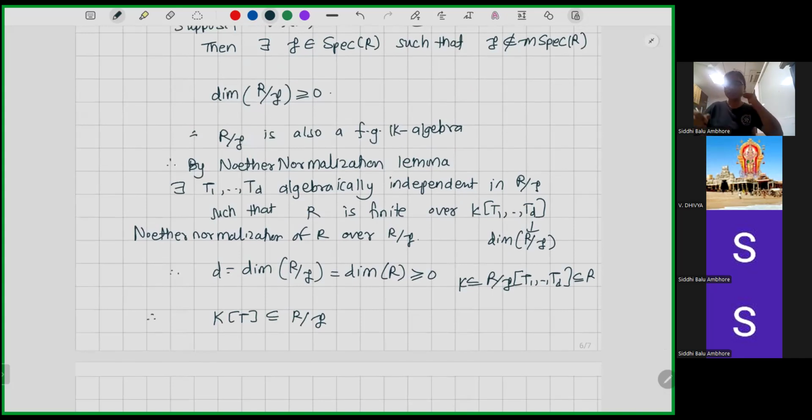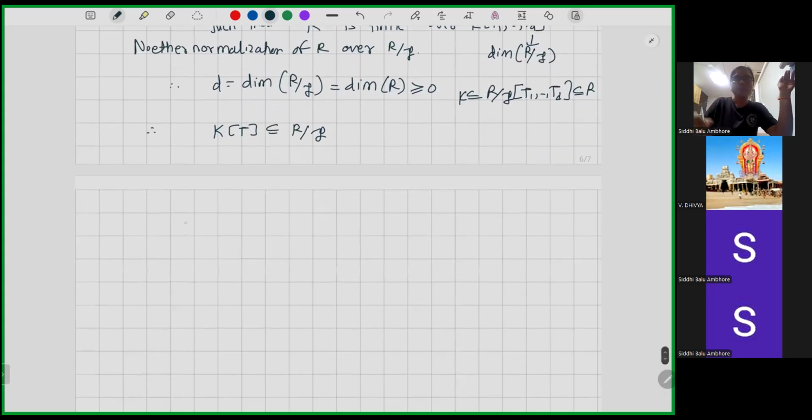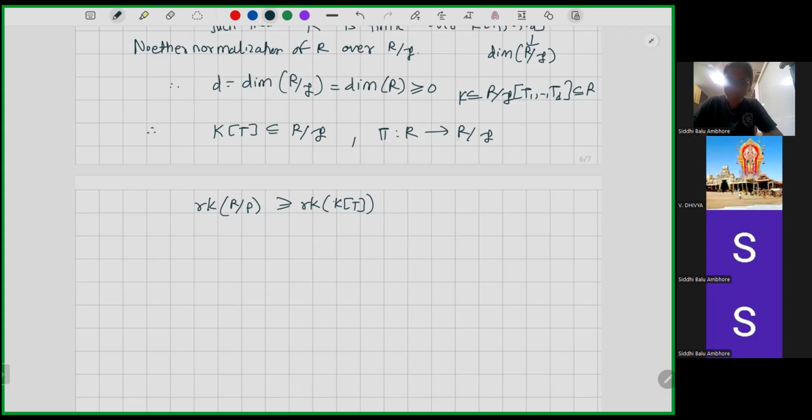And we are assuming its dimension is strictly greater than 0. So K[T] is at least contained in it, because K is a field and the dimension is greater than 1, so there exists some variable here such that it is contained in this R mod P. And then the rank of R mod P is greater than the rank of this K[T], because K[T] is just contained in this, and this projection from R to R mod P is onto. Therefore, the dimension of R is greater than or equal to the dimension of R mod P.